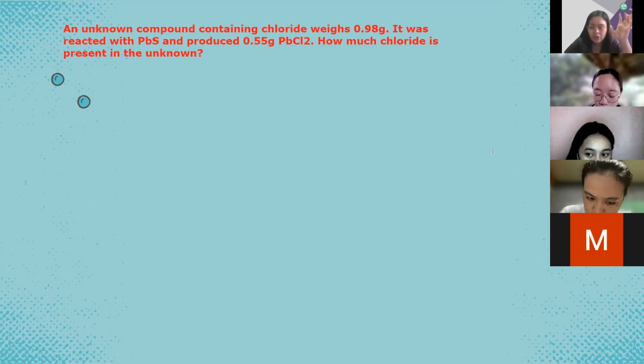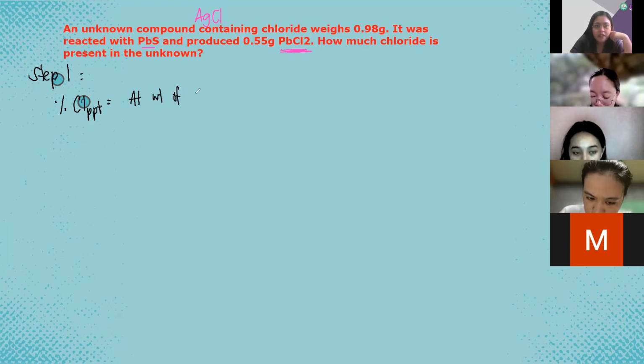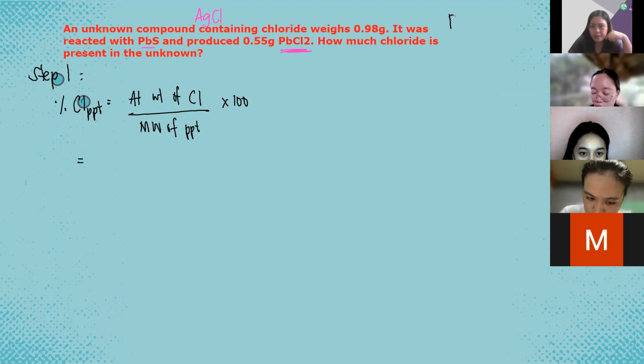Ano ang nagbago dito? Kanina ang ginamit ko silver nitrate in the reaction. Kaya ang na-produce na precipitate is silver chloride. This time ang na-produce na precipitate class lead chloride, PbCl2. Ang magbabago class sa computation nito is ganito. Step 1, the same formula, percent chloride in precipitate is equal to atomic weight of the chloride divided by molecular weight of precipitate times 100. So again, the same formula. Pero ganito, PbCl2.